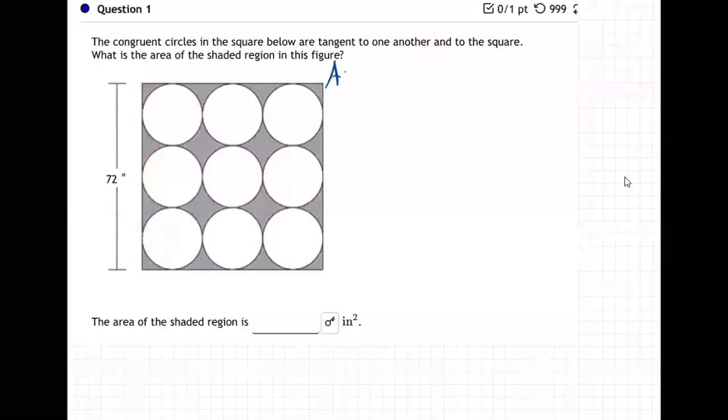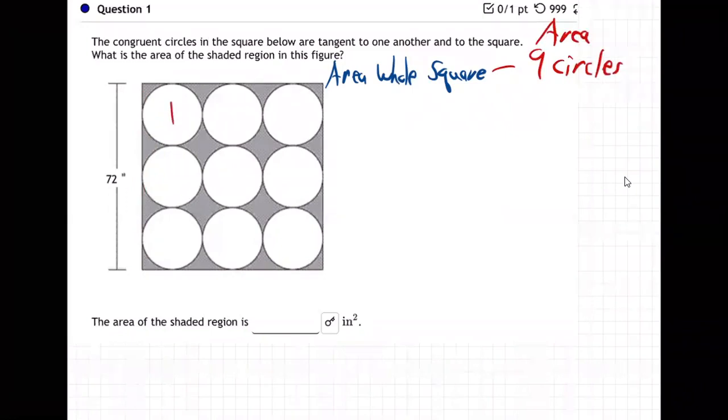Well, we're going to have to take the area of the whole square and subtract the area of the 9 circles. There's 9 of these: 1, 2, 3, 4, 5, 6, 7, 8, 9. We subtract out the holes, kind of like we've done before on problems. I call it subtracting the hole out of the donut in the middle. So that's the game plan: take the whole square and subtract out the 9 circles.